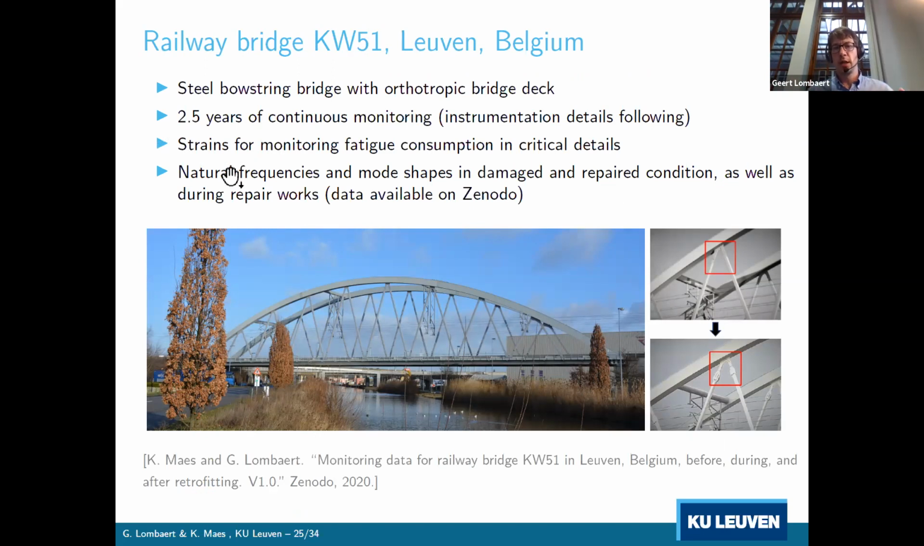In addition to this, it's a kind of byproduct, and I won't go into more detail in this presentation, but we also have natural frequencies and mode shapes of this bridge in damaged and repaired conditions. As we were monitoring the bridge, we noticed some damage at the connections between the diagonals and the arches. This damage was repaired, and so we have natural frequencies and mode shapes in the original condition, in the repaired condition, as well as during the ongoing works, which also includes some influence of the scaffolding. But I'll leave that for now. If you're interested, please get in touch.